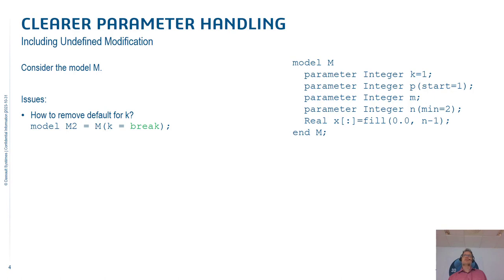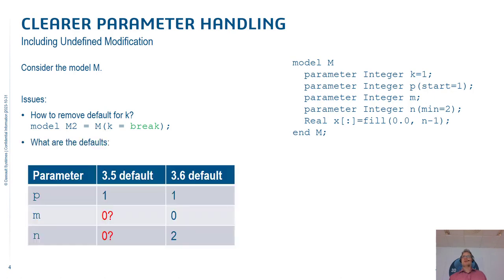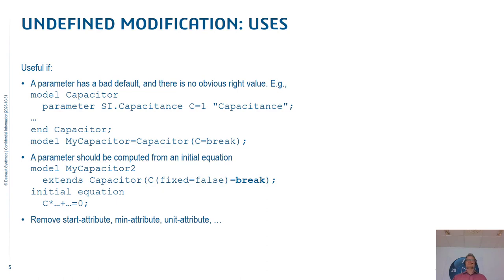And the second is the default for the other parameters. They don't have a value, but in some cases it might be good to have some value for testing, and in case people don't want to set anything, we should have some sort of default. And in Modelica 3.5, it was clear that P had a default 1, and that's kept. For M, it was unclear, was it 0 or not? And for N, it was also unclear, and if 0 was used, it was clearly bad, because you would get a negative size array, and it would be less than the min value. So that was improved.